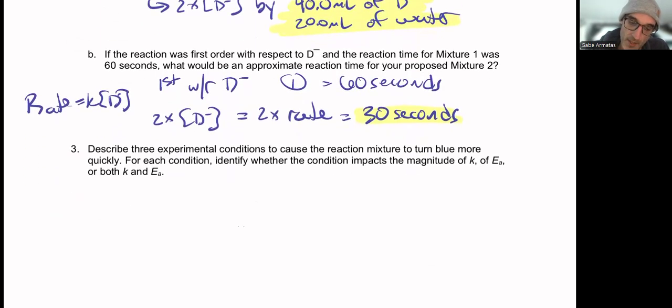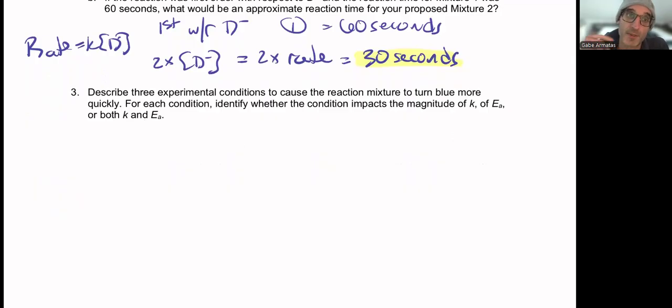All right. Describe three experimental conditions that cause the reaction mixture to turn blue more quickly. So we're speeding up the reaction. Ultimately, we're just increasing the rate of the reaction. For each condition, identify whether it impacts the magnitude of k, activation energy, or both. If we are going to increase the reaction rate, there are three things we can do. We can increase the concentration.